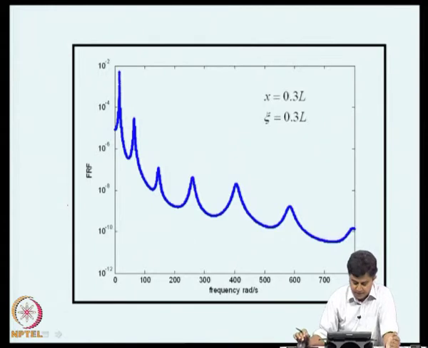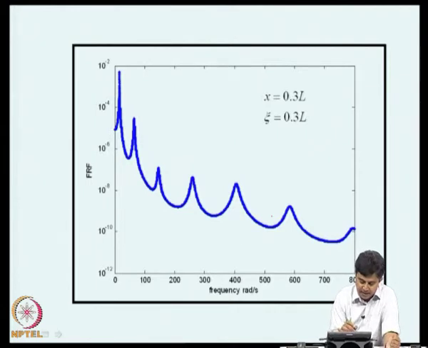A typical Green's function when the measurement point is 0.3 L and the drive point is 0.3 L is shown here, and we see here that the amplitude of the Green's function peaks at the system natural frequencies. Between the two modes there is a characteristic minima. Suppose you are driving here, the contribution to response is predominantly from this mode and this mode, and they add up and produce a small quantity, and that appears as a minimum.